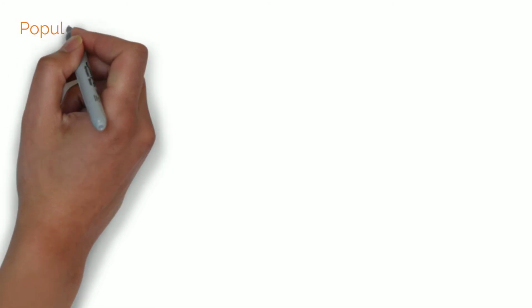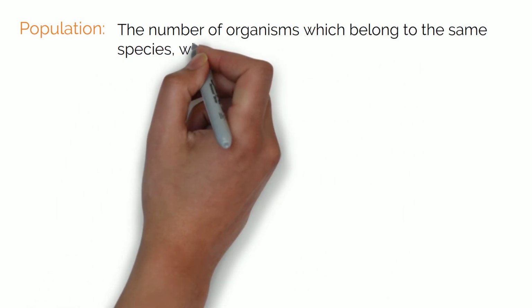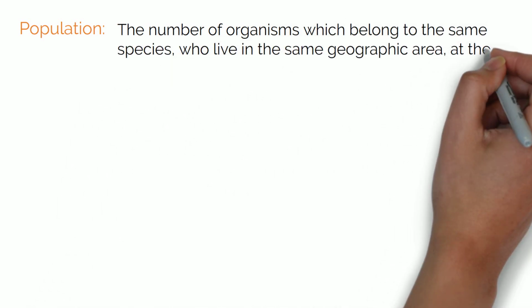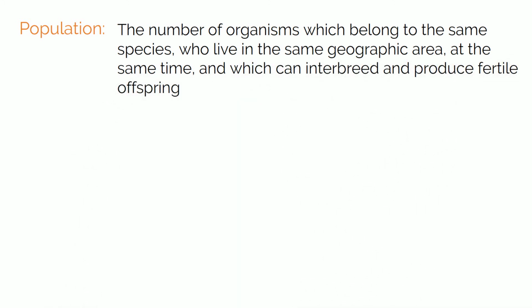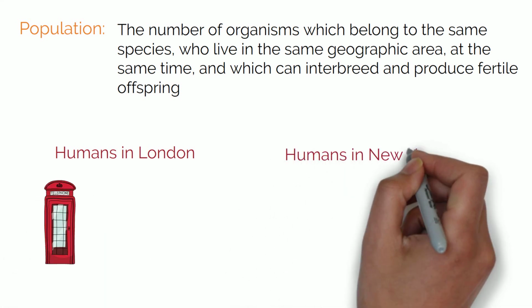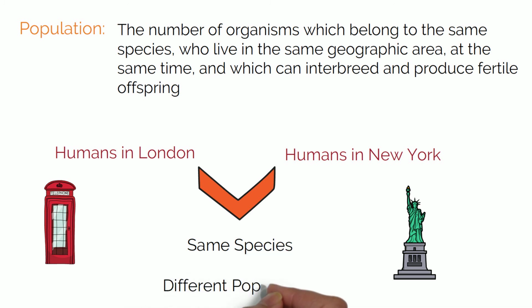Now let's introduce the concept of population. The biology definition of population is the number of organisms which belong to the same species, who live in the same geographic area at the same time, and which can interbreed and produce fertile offspring. So the same species can belong to multiple populations. For example, the humans living in London belong to the same species as the humans living in New York. However, they belong to different populations as they do not live in the same geographic area, although they can interbreed and produce fertile offspring.